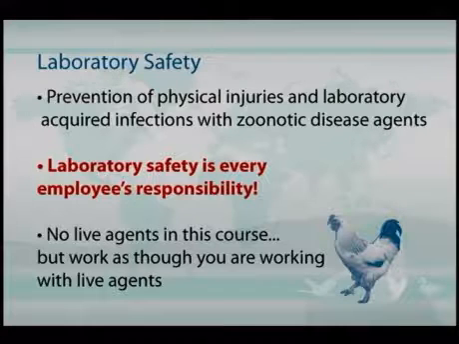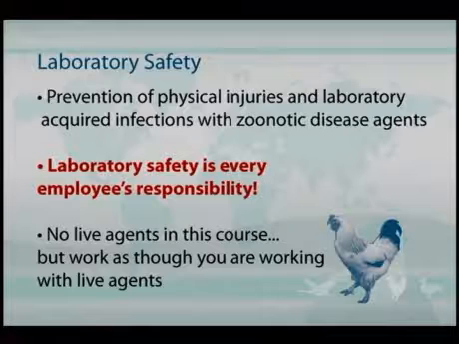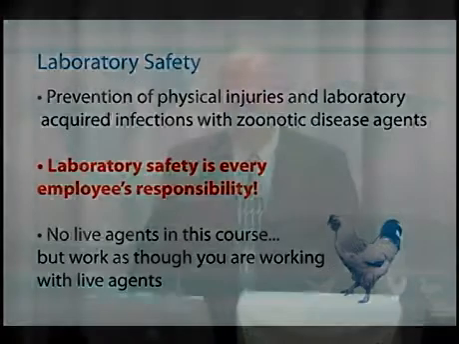And I guess I would like to emphasize or reassure you that laboratory safety is really everyone's responsibility. Everyone has to participate and do their part in making sure that their coworkers and themselves are protected from accidental exposure, infections, or laboratory accidents. And in this course, although we are not going to be working with any live agents, we will work in the laboratory as though we were working with live agents. So we'll keep that in mind as well.